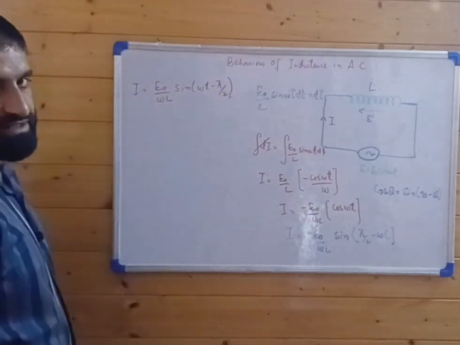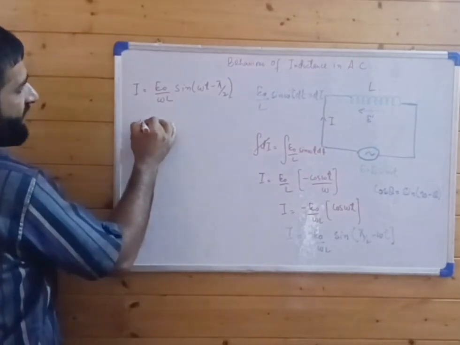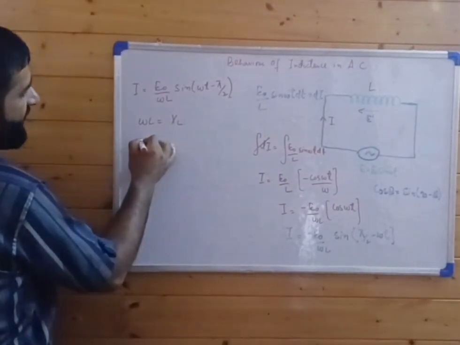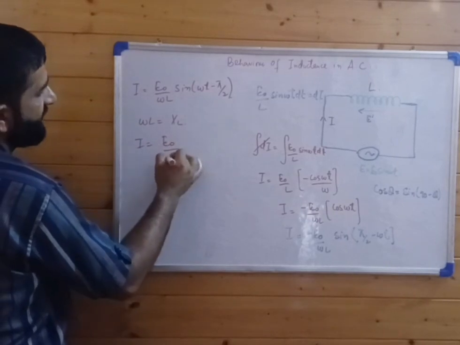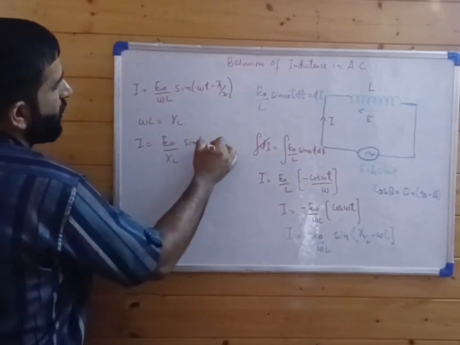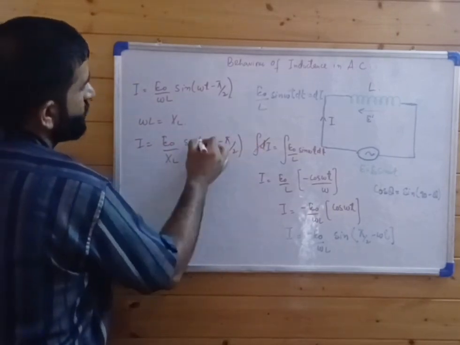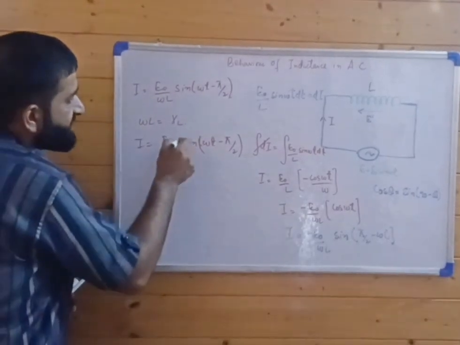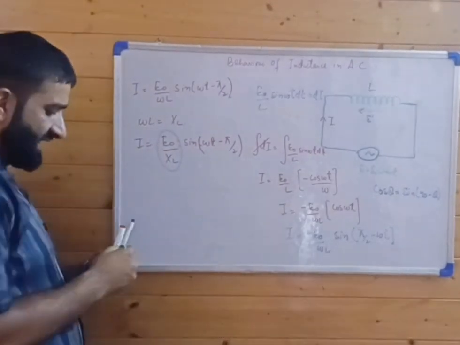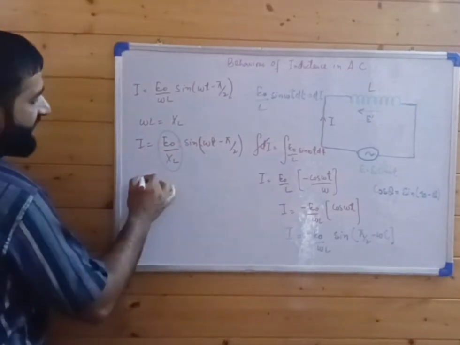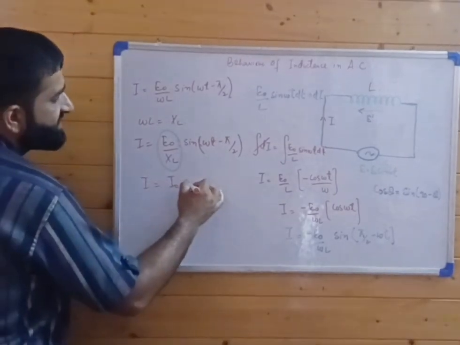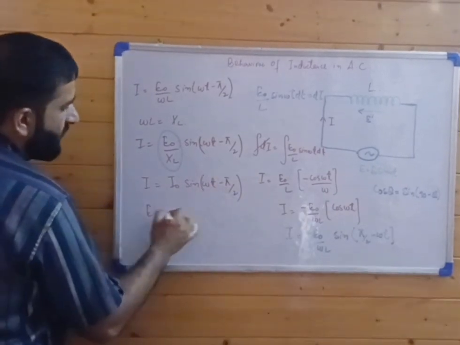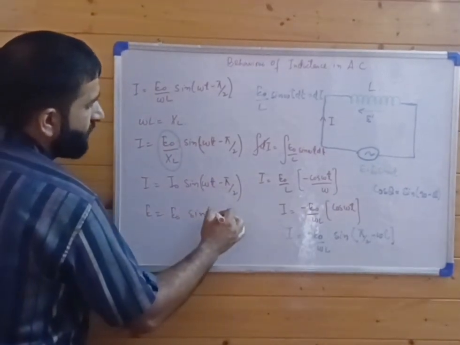Now this omega L is the reactance of this circuit, so omega L is equal to XL, that is inductive reactance. So we have I is equal to E0 divided by XL sine of omega t minus pi divided by 2. As this is the reactance and E0 is the peak value of the EMF, this quantity is the peak value of the current. So we can rewrite it as I is equal to I0 sine of omega t minus pi divided by 2, and E is equal to E0 sine of omega t.